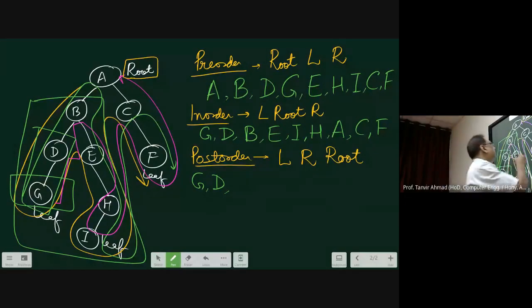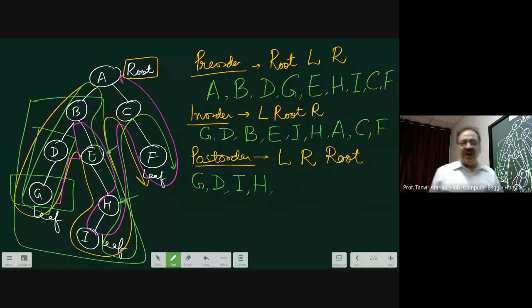Then from here, you will come to this place. There, you cannot process E because there is already a left and a right of E. Therefore, you come to this place, and from here, you process the left. Therefore, you process I first, and then you process H. You process I and then H. And then go back to E.